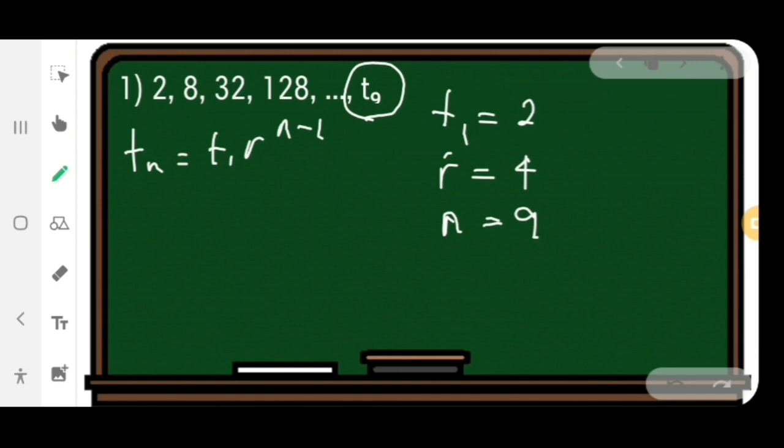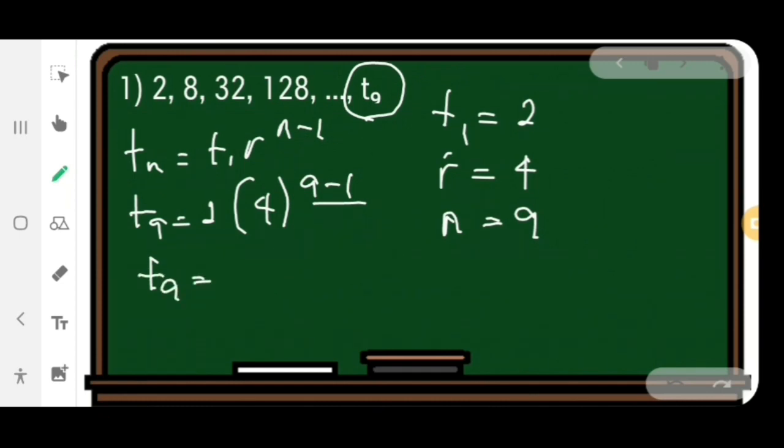Now let us substitute the given values. So we have t sub 9 is equal to 2 times 4 raised to 9 minus 1. Let us simplify by following the order of operations. So we are going to start first with the exponent, 9 minus 1. So t sub 9 is equal to, copy 2, then copy also 4, then 9 minus 1 is 8.